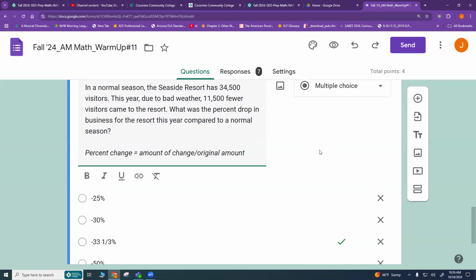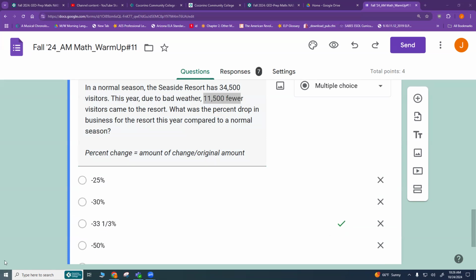And this question's a little different than some of the other questions we've seen, but hopefully you noticed. So in a normal season, the Seaside Resort has 34,500 visitors. This year, due to bad weather, 11,500 fewer visitors came to the resort. So oftentimes it would say, this year due to bad weather, what would it be? Like 22,000.